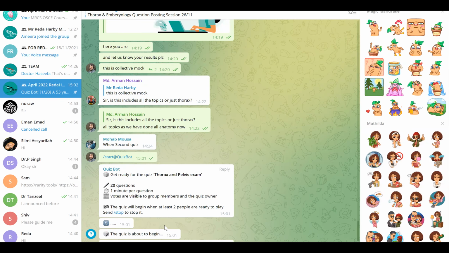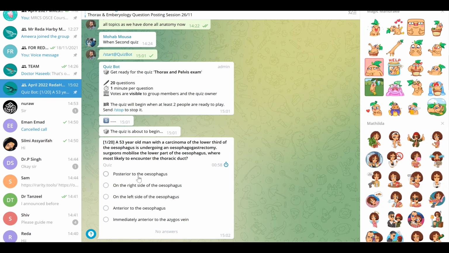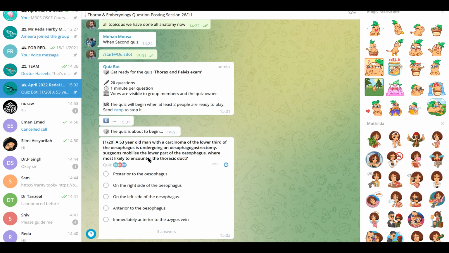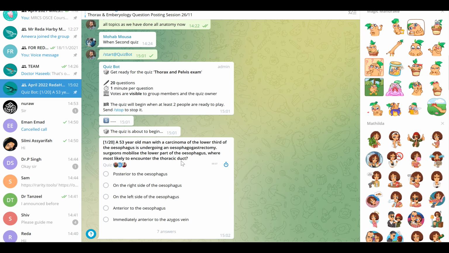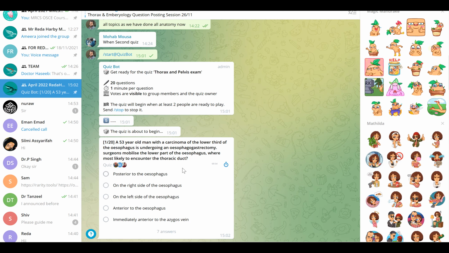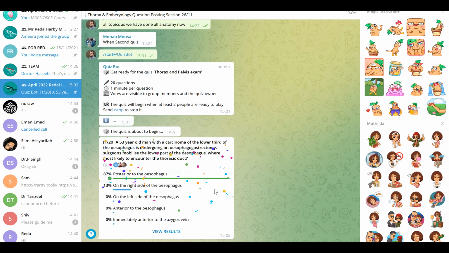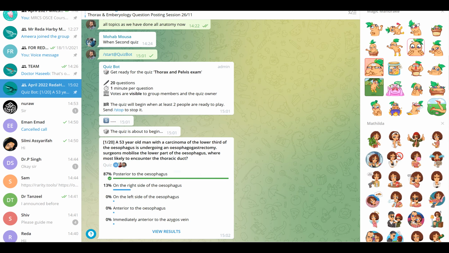Thank you so much. So as you see, this is the Telegram. Each question has 1 minute. Then you will just solve. This is question number 1 of 20, carcinoma of the lower third of the esophagus. This is a known question that it will be on the right side. And he is asking about surgeons mobilizing the lower part of the esophagus, where they most likely encounter the thoracic duct. Okay, so the thoracic duct will be posterior to the esophagus. So that's correct. Okay, so you will keep going like that.